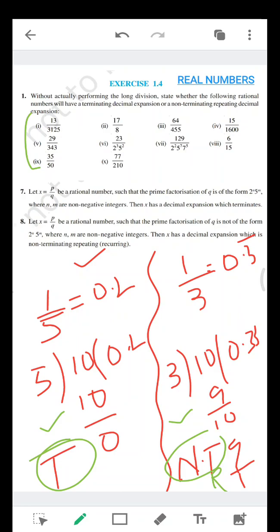For doing these questions you must remember these two rules. Very simple rules. First rule is, let x equal p by q be a rational number such that the prime factorization of q is of the form 2 power n 5 power m, where n and m are non-negative integers, then we say that x has a terminating decimal expansion. x terminates. Very simple.